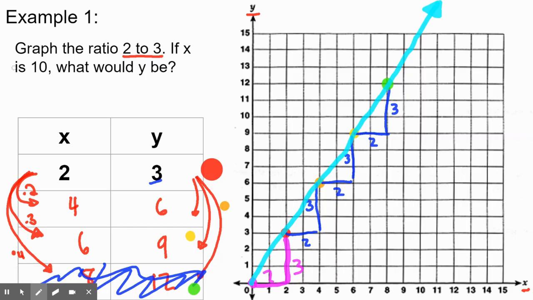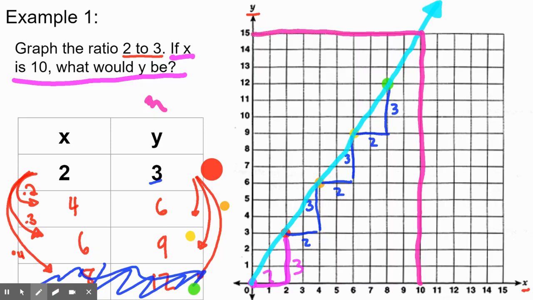The final part of our question was, if x is 10, what would y be? And to find that, once I find a slightly different color to use, is going to just be that. If x is 10, well, x would be over here. What would y be? So all we have to do is draw a line up from 10 until we hit our line for our graph, and then we're going to go over to the y-axis, and we'll see that we hit 15.